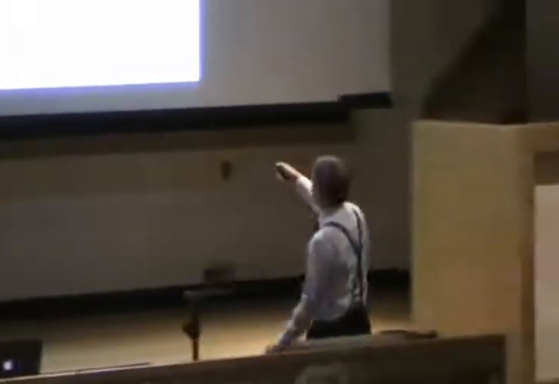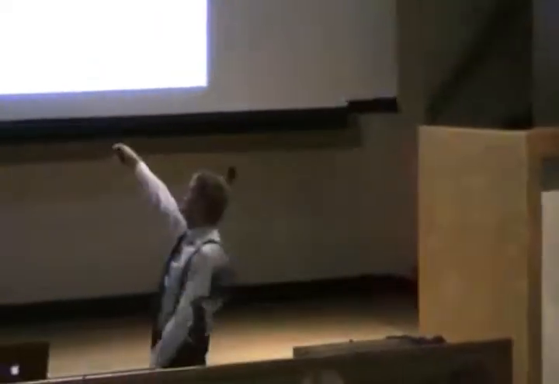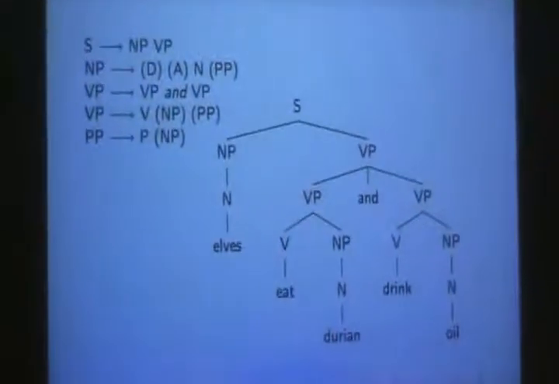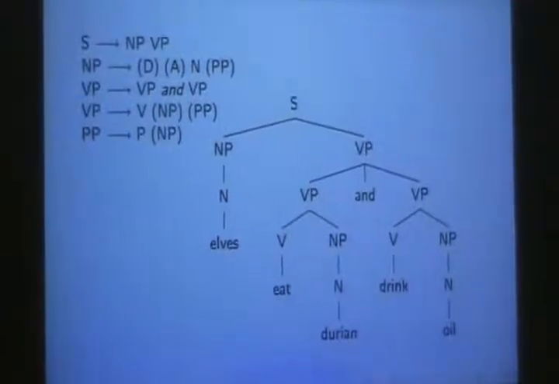Okay, so we want to reflect this, and I'll do that by adding a rule that says not only may a verb phrase look the way we've seen them look, but also they can look like this. They can be two verb phrases with the word and between them. Okay.